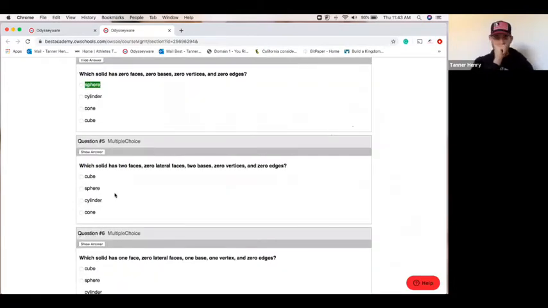Number 5. Which solid has 2 faces, 0 lateral faces, 2 bases, 0 vertices, 0 edges? So a cube, we know a cube is going to have multiple vertices. A sphere has 0 bases, and it's saying it has 2 bases right there. A cylinder could work, or a cone. A cone wouldn't work. Let me do this for you guys.